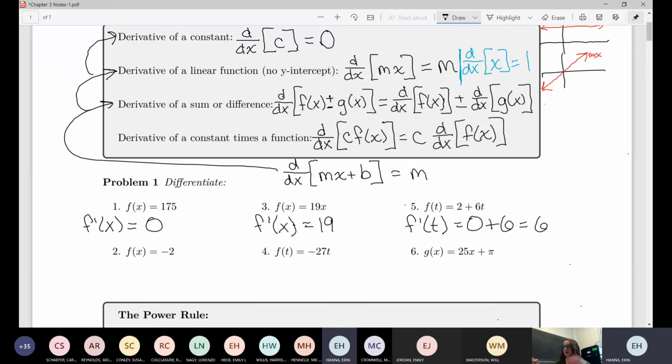Now, once you start getting good at these and you've done so many of them, you don't have to write out intermediate steps. I'm going to be writing out a lot of intermediate steps, especially for the ones we're about to do for the power rule. You don't have to write those out if you don't want to.